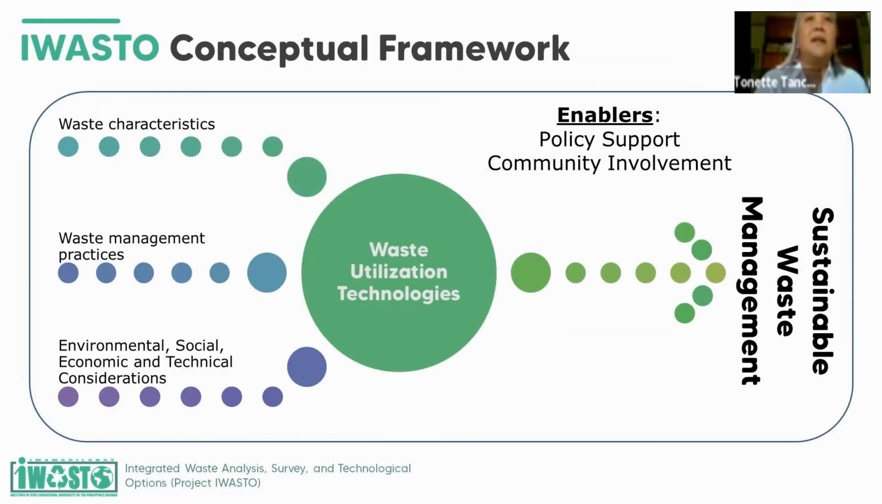Using this framework, we came up with this conceptual framework for our project. So we'd like to propose and utilize certain technologies, the waste utilization technologies, which are appropriate for communities. So what makes them appropriate? We have to consider the waste characteristics, the practices in that locality, and then also consider the environmental, social, economic, and technical aspects. To be able to arrive at a sustainable waste management system, we also need the enablers. We cannot rely on technology alone. So we need the policy support, how these technologies would work. And of course, very important is the involvement of the community.